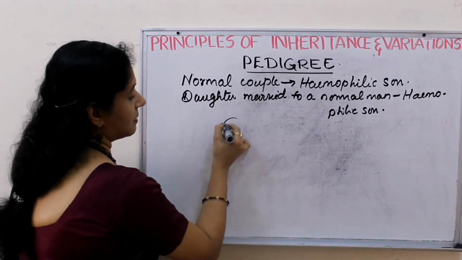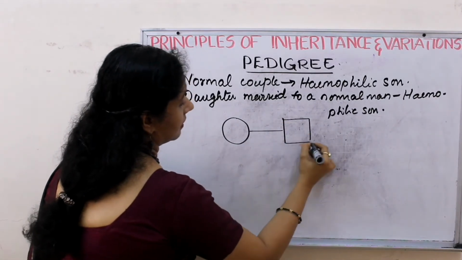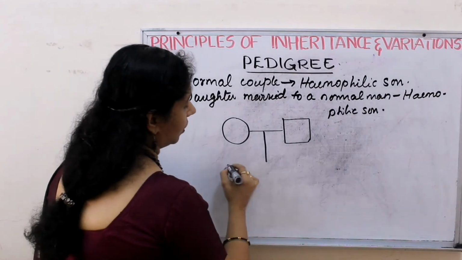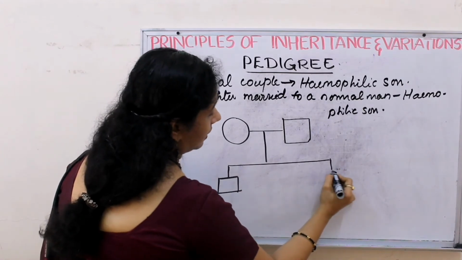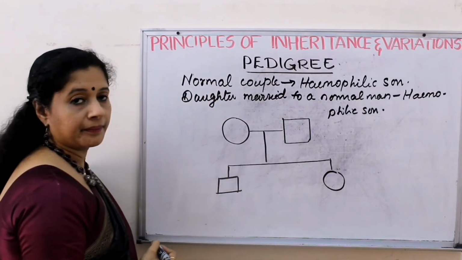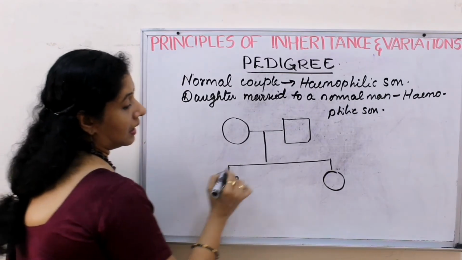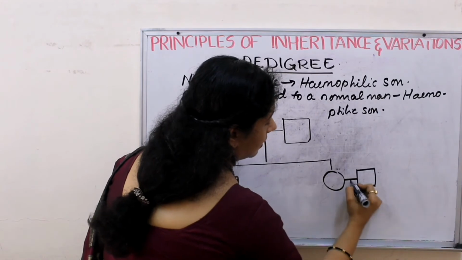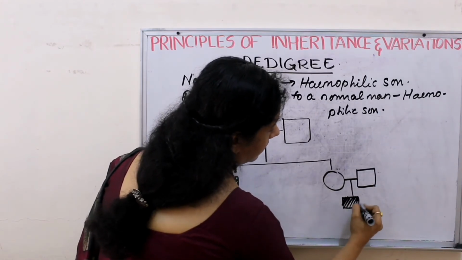So of course, first is the parental generation. We know they have one son and one daughter, but we do not know the order. So let us take son and daughter, the way in which the question is given. And this son is affected. This daughter is married to a normal man. Her son is also affected. We don't know whether they have any other children, but her son is affected.